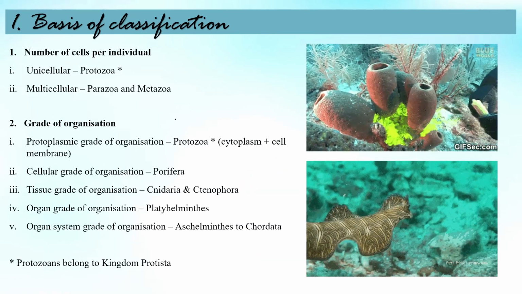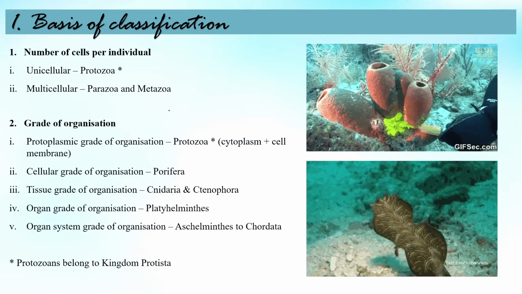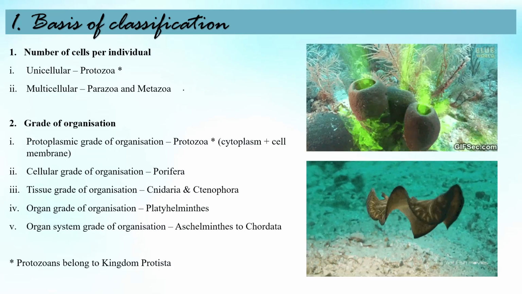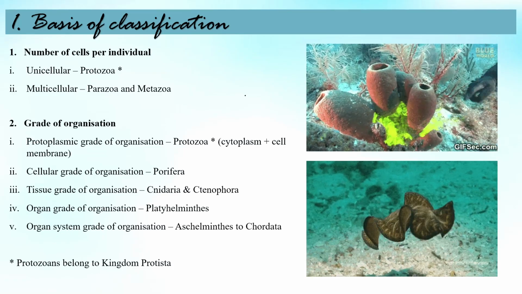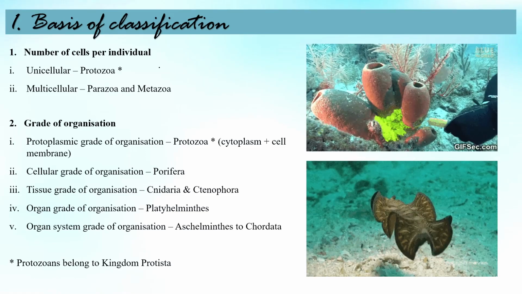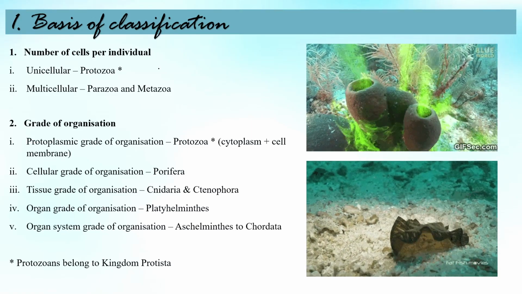Now today let us start off with basis of classification. On what basis, what are the criteria through which we can classify this animal into different phyla? We are going to look at that here, right? So number of cells per individual, whether the organism is unicellular or multicellular, on that basis we are going to classify. But if you observe in the biological classification, we have learned that unicellular organisms are only in monerans, right?